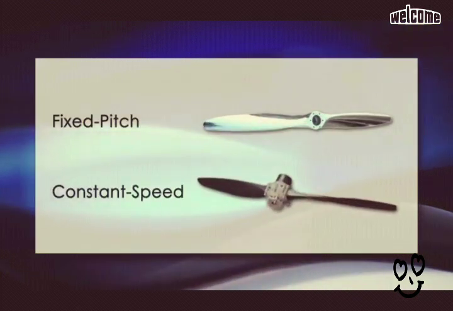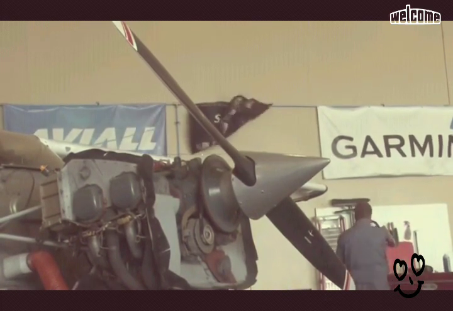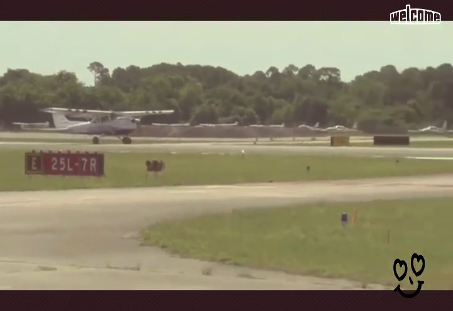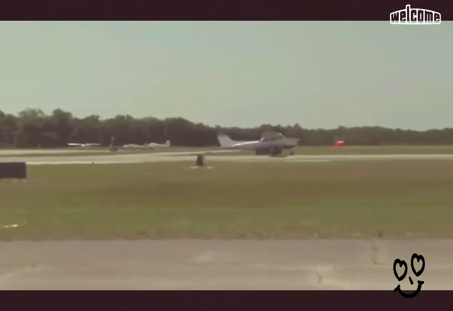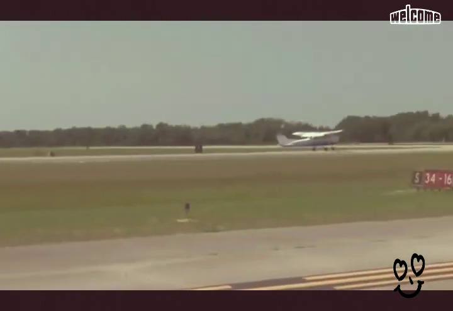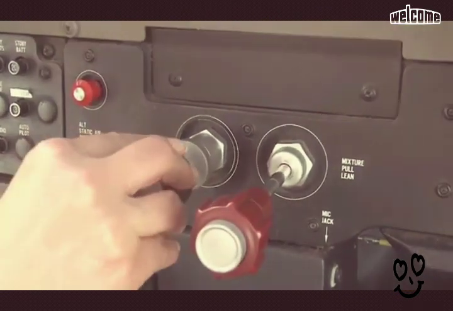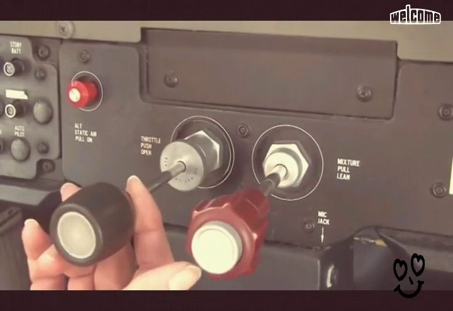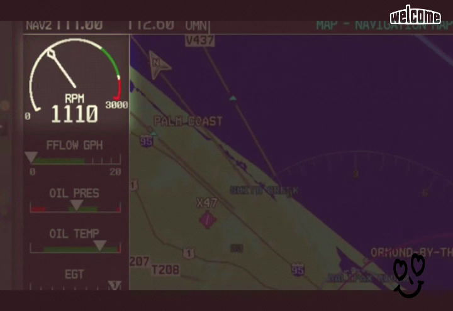There are two major types of propellers: fixed-pitch propellers and constant-speed propellers. The Cessna 172 is equipped with a fixed-pitch propeller. This means that the pilot cannot manipulate the propeller blade. It is installed onto the airplane and will always remain exactly how it was installed. An airplane equipped with a fixed propeller only has the throttle to control the engine RPM and, therefore, propeller RPM.